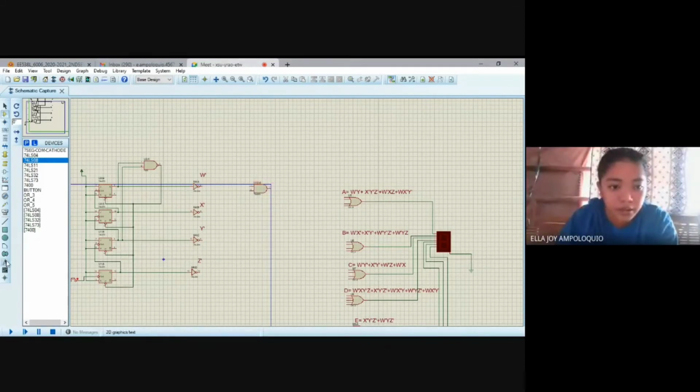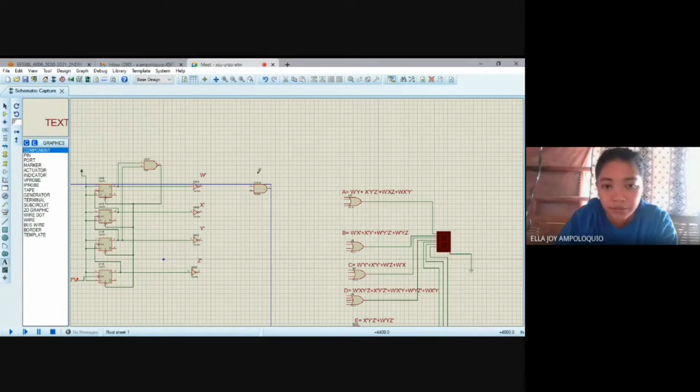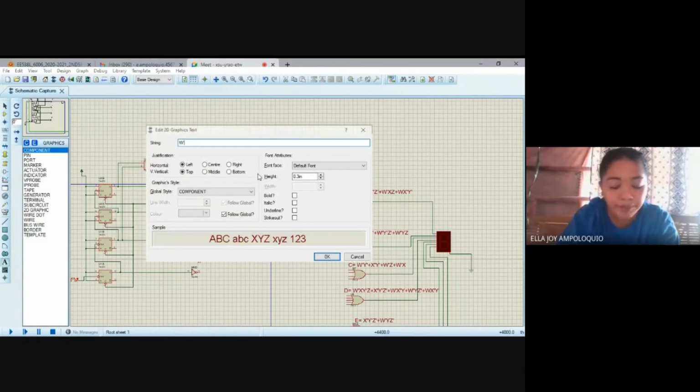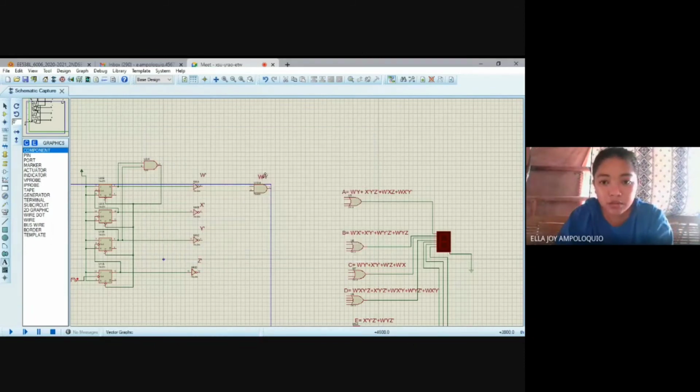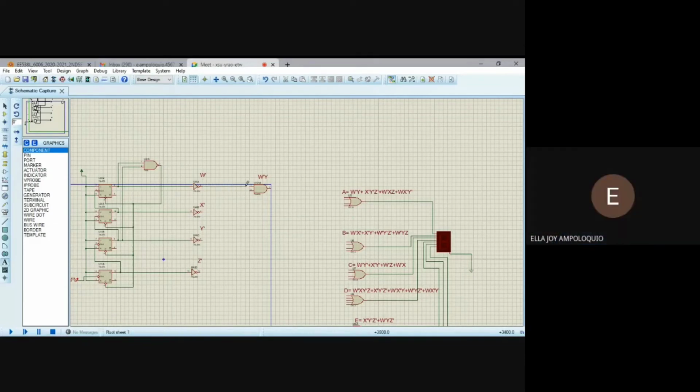Then I will write the name at the top so that I will not be confused later: W prime Y. So I will connect this W prime here. Then the Y. This is the Y, I will connect here. Then I will connect it here.